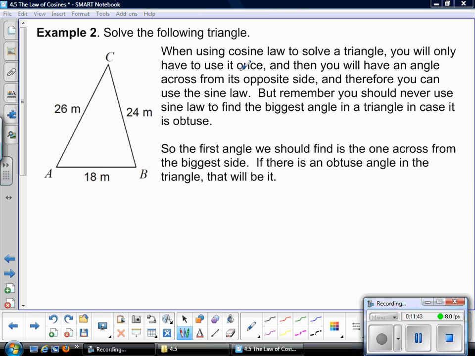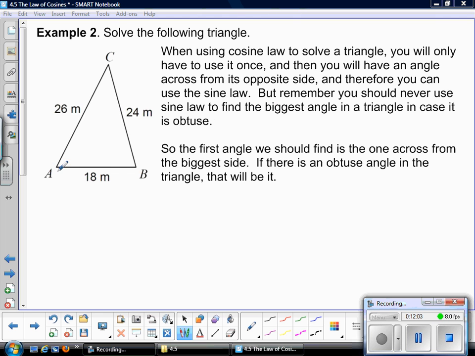So really, you're only going to use the cosine law once, and then you'll have an angle across from an opposite side, and then you can use sine law, which is actually faster, with less chance of making an error. But remember with the sine law, you should never use the largest angle.